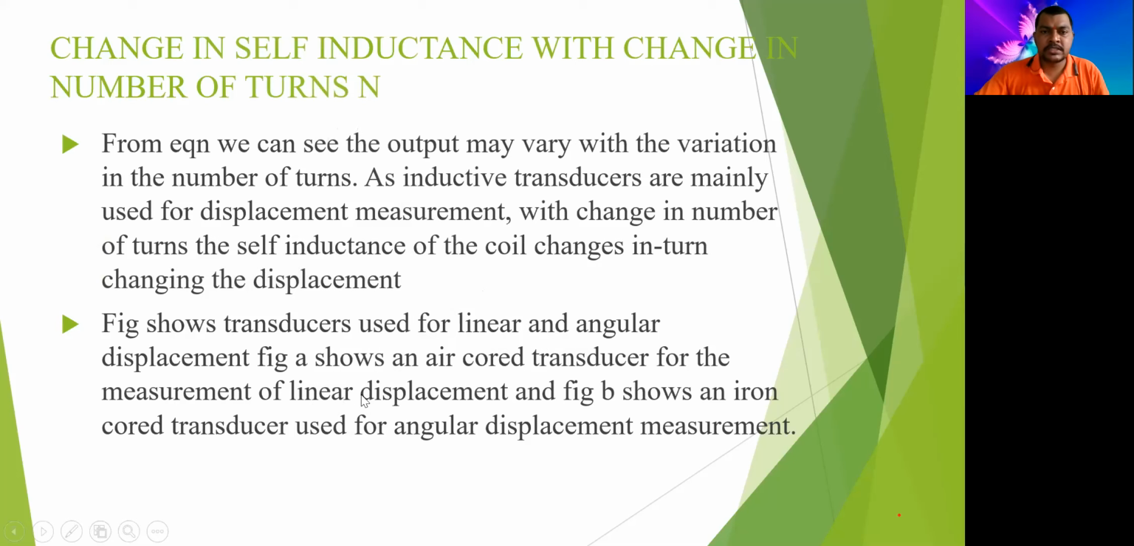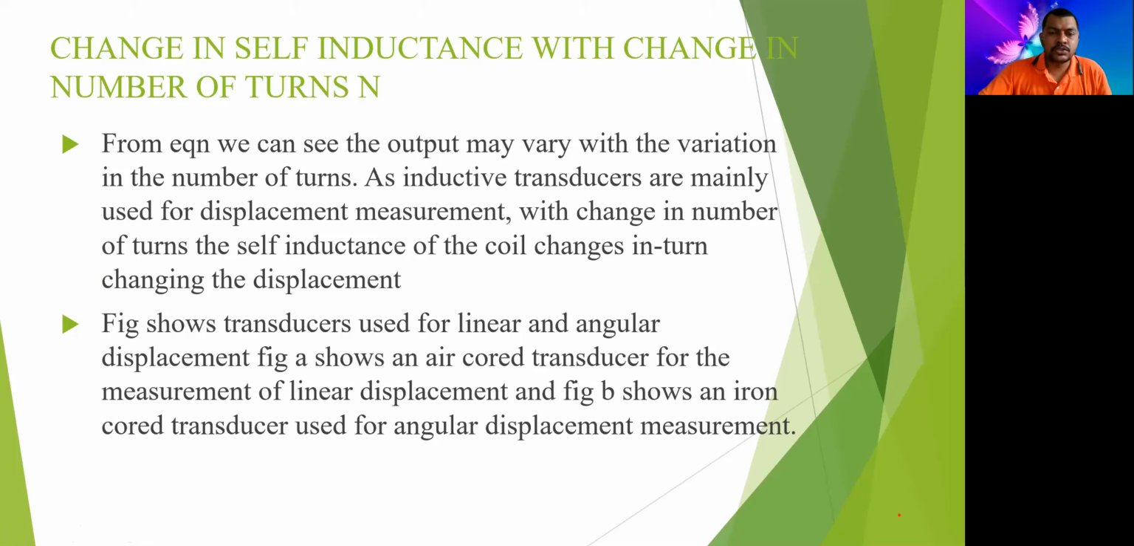Now from the equation we can see that the output may vary with the variation in the number of turns, as inductive transducers are mainly used for displacement measurement. With change in number of turns, the self inductance of the coil changes, in turn changing the displacement. If we vary the magnetic field of the coil or the number of turns, increasing or decreasing them, then automatically the self inductance will vary, and that can become a means for us to measure displacement.